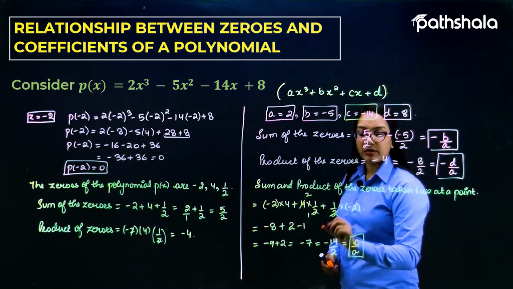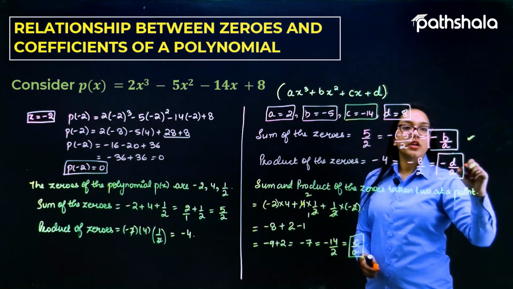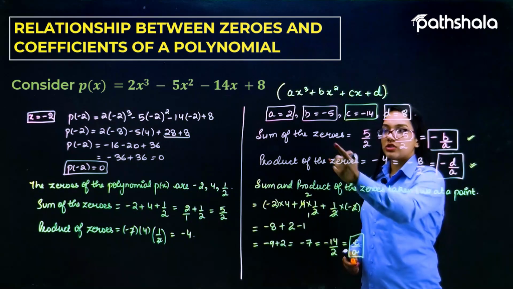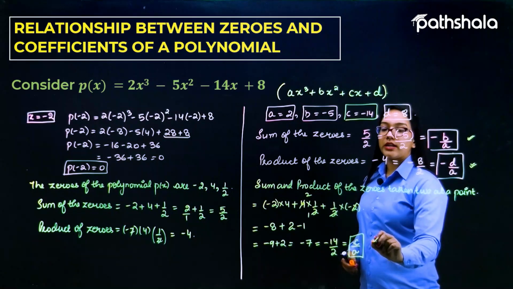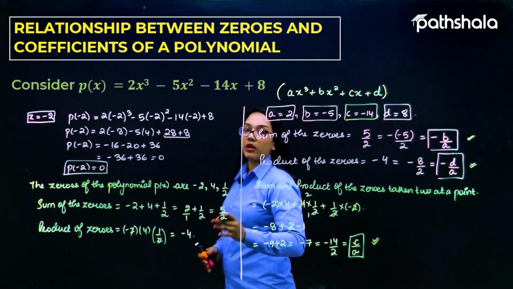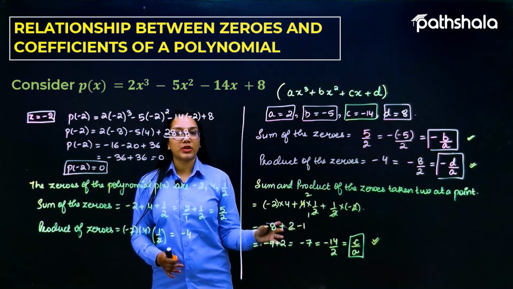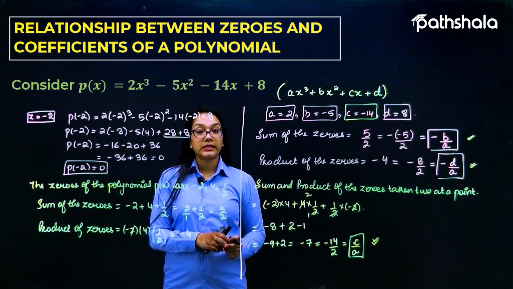So this is another relationship between the zeros and the coefficients. The first one is minus b by a, which is the sum of the zeros, minus d by a is the product of the zeros, and the sum of the products taken 2 at a time is equal to c by a. So this is all about the relationship between the zeros and the coefficients of a cubic polynomial. Now let's discuss it in general.